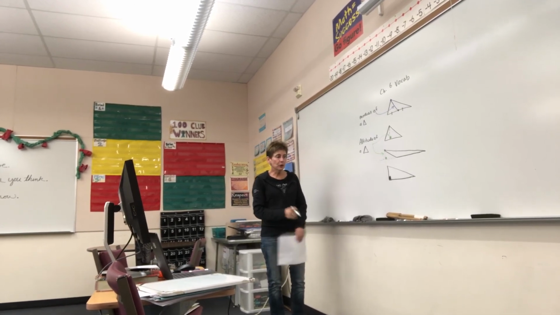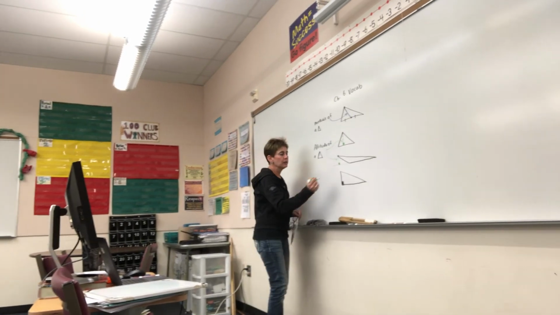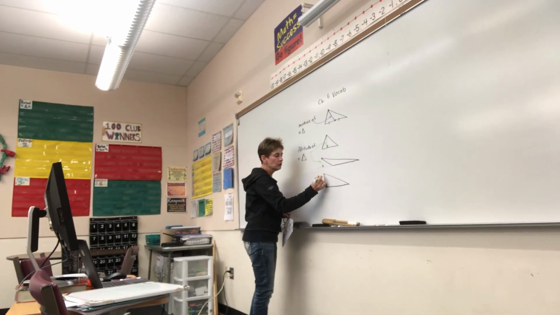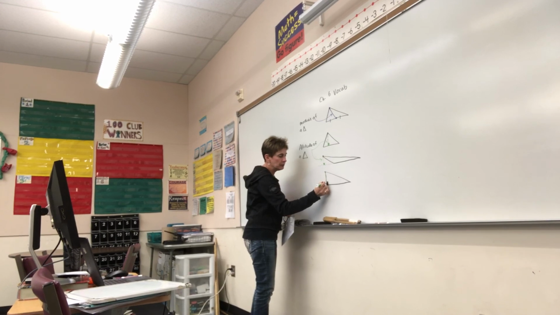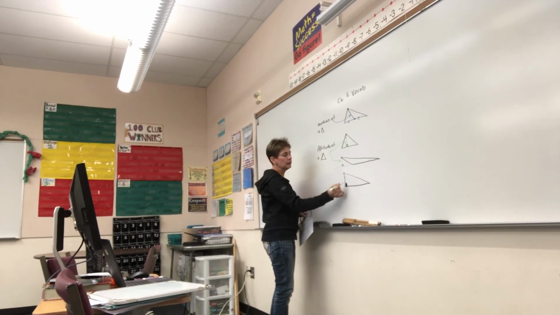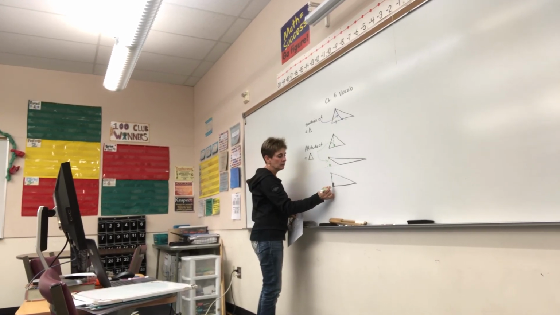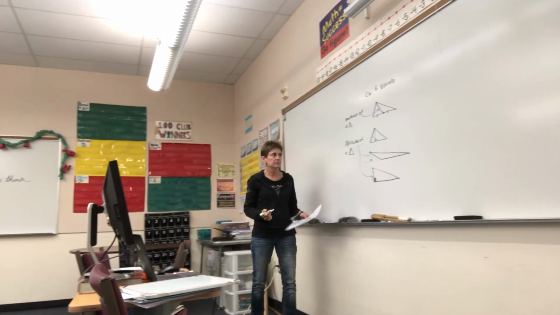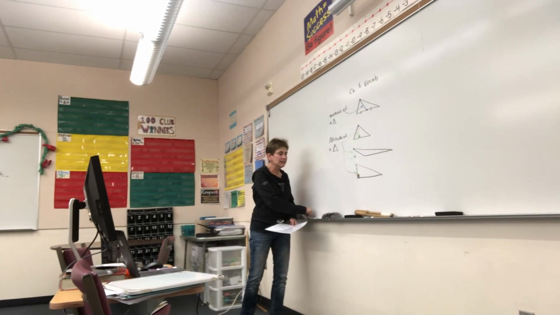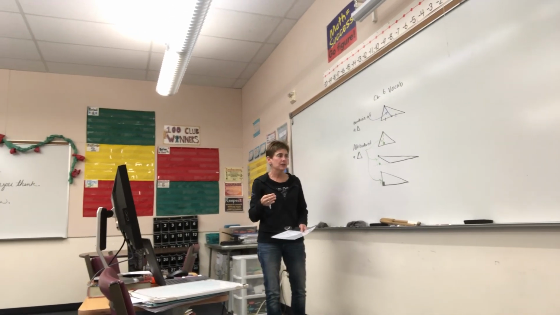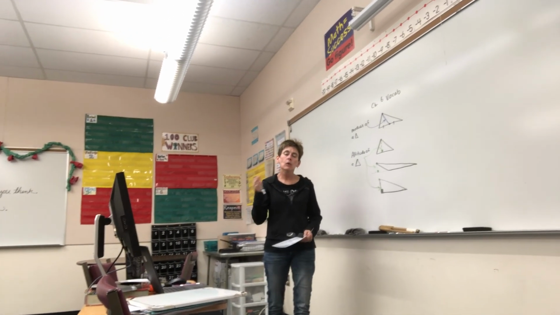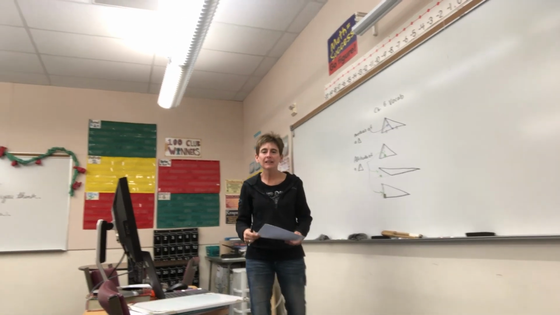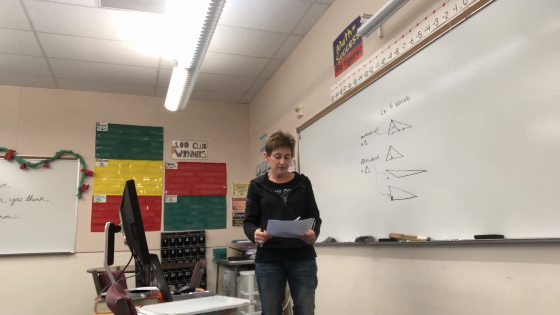Now the third possibility is in a right triangle. In a right triangle, 2 of the altitudes are just going to be the legs of the triangle. So it would be, for instance, that height right there. So where you see the altitude can be either inside the triangle, outside the triangle, or on the triangle, depending on what kind of triangle you have.